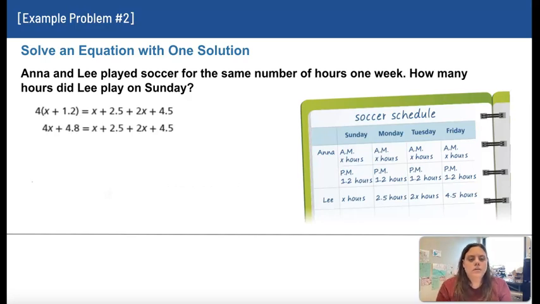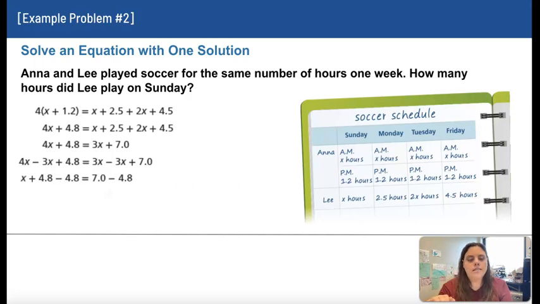We'll distribute to get 4x plus 4.8. Then we'll combine like terms. On the right, x plus 2x is 3x. 2.5 plus 4.5 is 7.0, or just 7. So now we have a simplified version. We'll subtract the smaller coefficient. So 3 is smaller than 4, so we subtract 3x on both sides to get x plus 4.8 and 7, and then we subtract 4.8 from both sides so that we have just x equals 2.2.